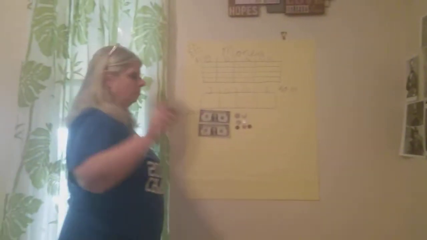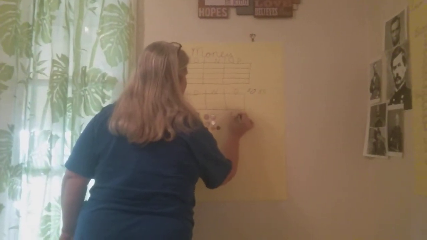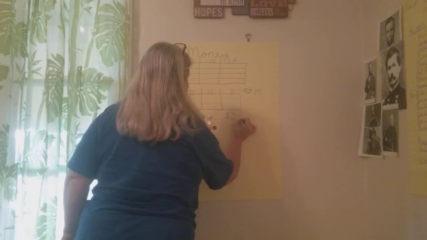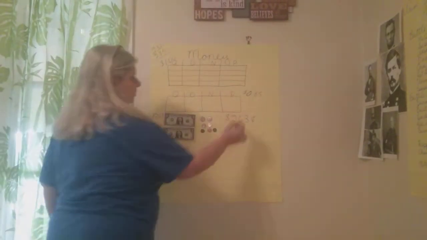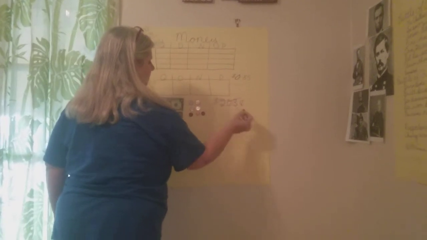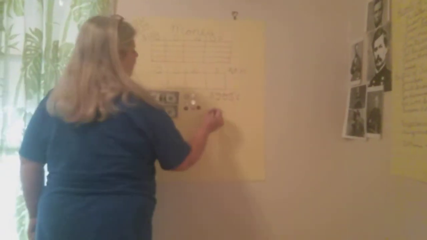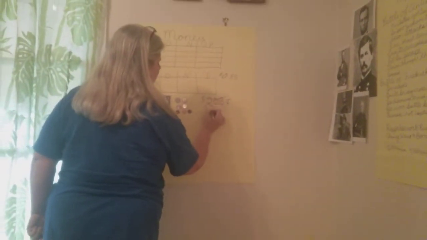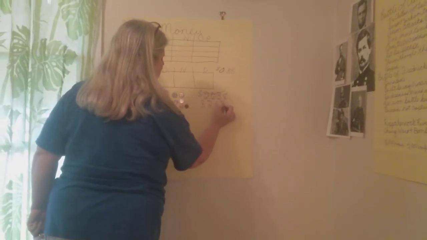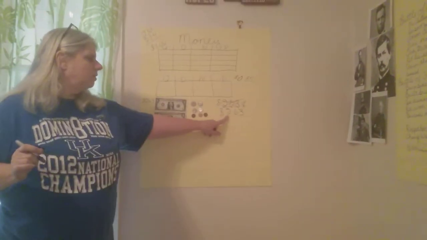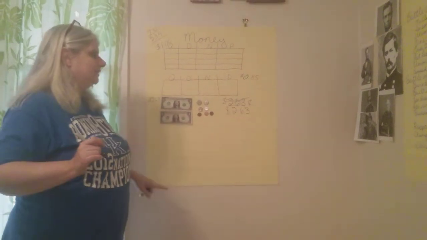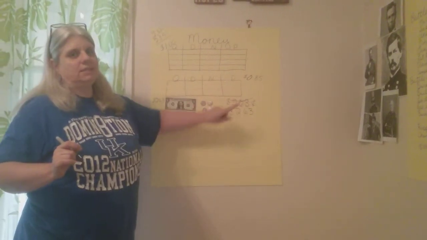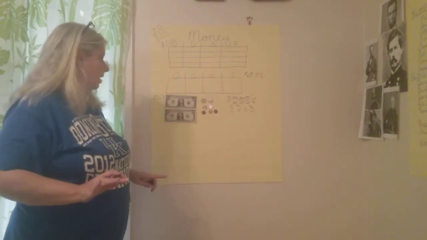This is not the way to write it. Do not write it like this. That's wrong. No, don't do it. It is a dollar sign, 2, decimal point, 63, and we read it $2.63. A lot of 3rd graders do it like this. That's wrong. Do not do that.